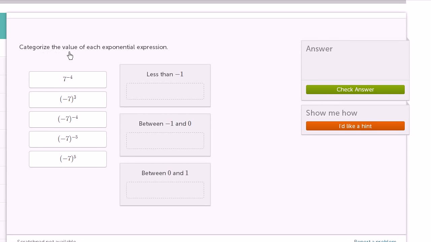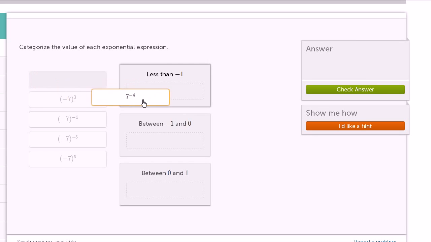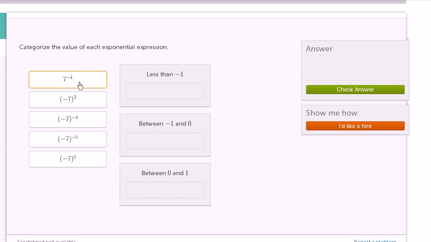We're asked to categorize the value of each exponential expression. And we categorize each expression into either the bucket less than -1, between -1 and 0, and between 0 and 1. And I encourage you to pause this video and try this out on your own. So I assume you've given a go at it. Now let's work through it together.